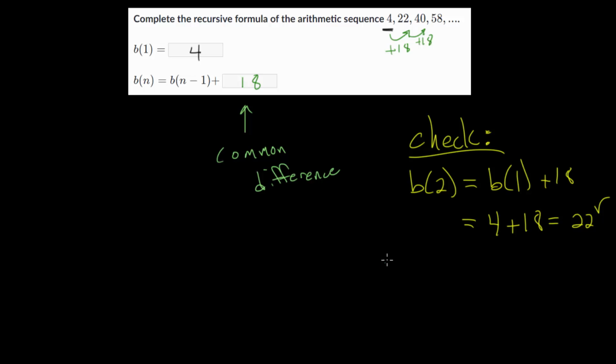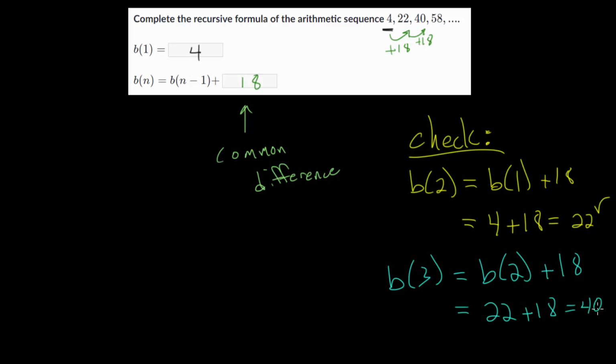Let's just do one more. So to find the third term, remember this pattern always takes the term before it and then just adds the common difference. Since if we put 3 in here, 3 minus 1 is 2. We'll take the term before 3, we'll add that common difference, and the term before 3, b of 2, was 22. We add 18 to 22 to get 40. And you can see 40 is the third term. So our check made sense, which lets us know we can feel confident that this recursive formula is correct for this problem. And you could keep going if you want, but you will see that it still makes sense.